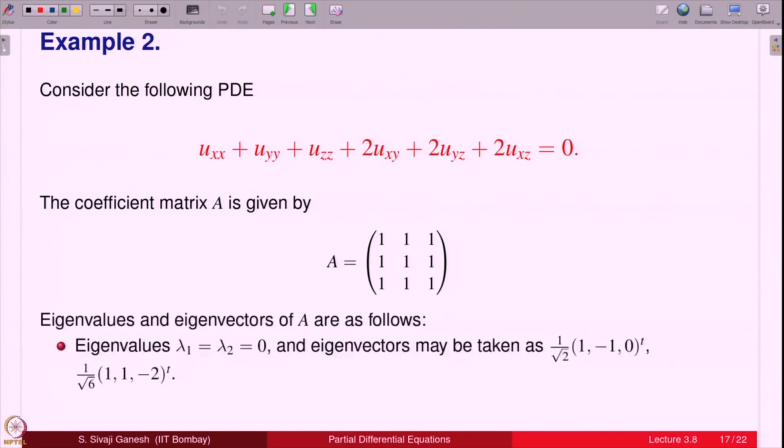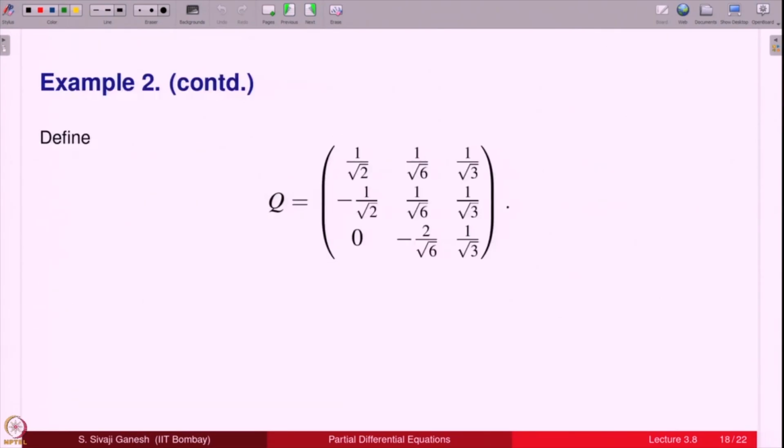So, the eigenvalues are lambda 1 and lambda 2 equal to 0, and we need to take eigenvectors. If you look carefully, I have put in factors of 1 by root 2 and 1 by root 6 to make the length 1. Each is of unit length, and they are orthogonal to each other; the dot product of this vector with that one is 0. I have to construct Q as an orthogonal matrix. The other eigenvalue is 3 and the eigenvector is (1, 1, 1). I put 1 by root 3 to make the length 1, and of course this is orthogonal to both of them. Now I am going to consider Q like this.